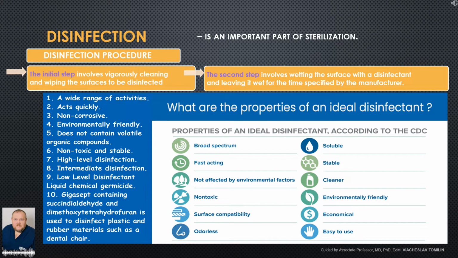Disinfection is always at least a two-step procedure. The initial step involves vigorously cleaning and wiping the surfaces to be disinfected. The second stage involves wetting the surface with a disinfectant and leaving it wet for the time specified by the manufacturer. An ideal disinfectant has the following properties.